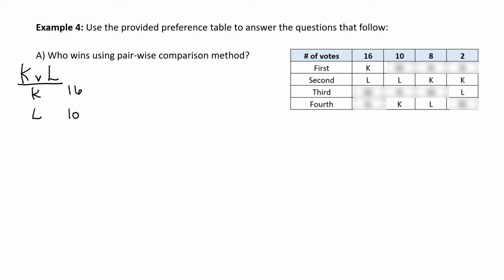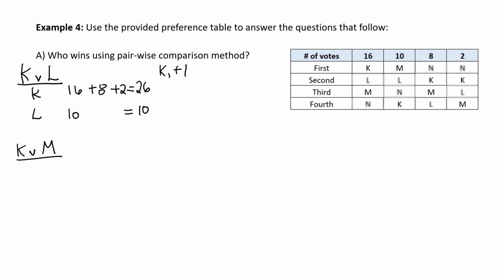On the third ballot, K wins and gets the 8 points. And on the last ballot, K wins again and gets 2 more. So in a head-to-head competition between K and L, K gets 26, L gets 10, and that tells us K wins that round. Let's pit K against M.